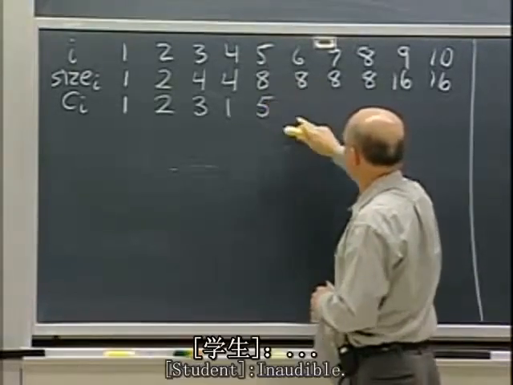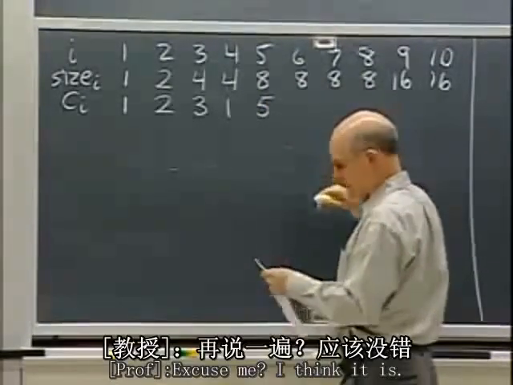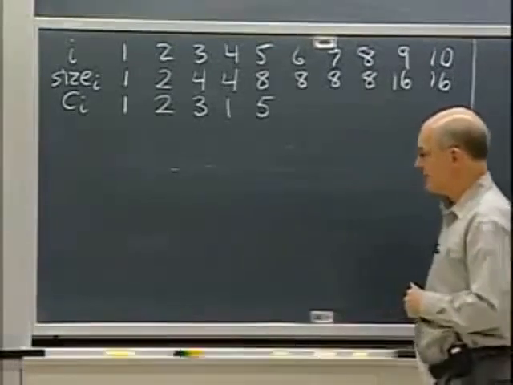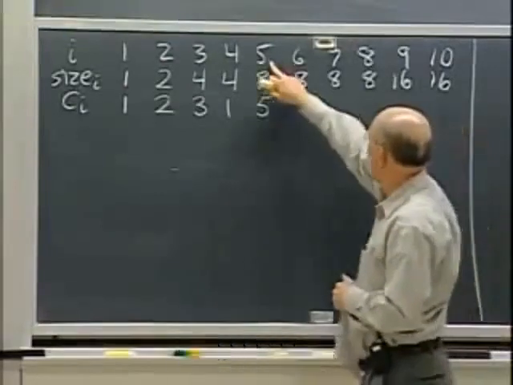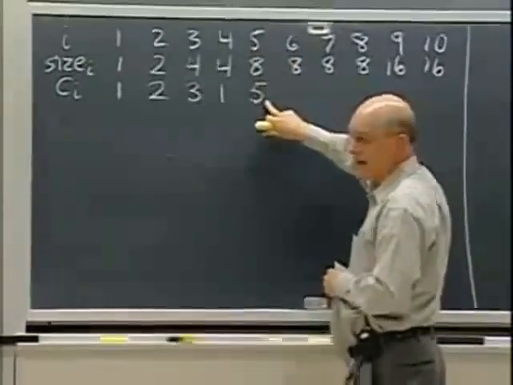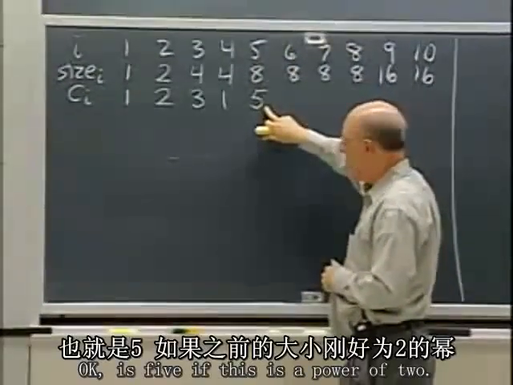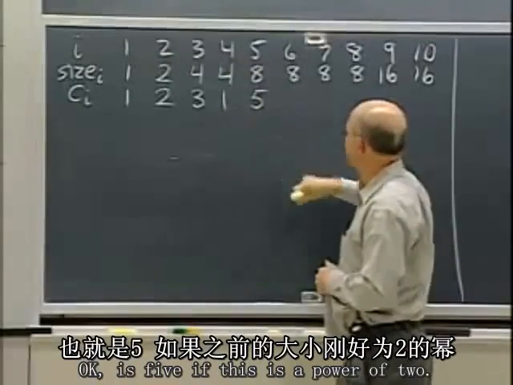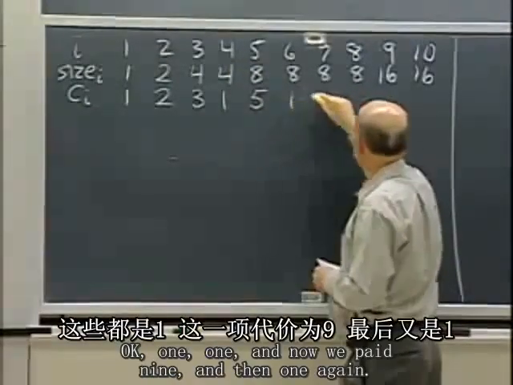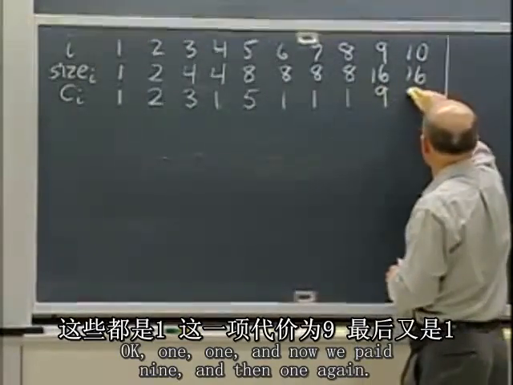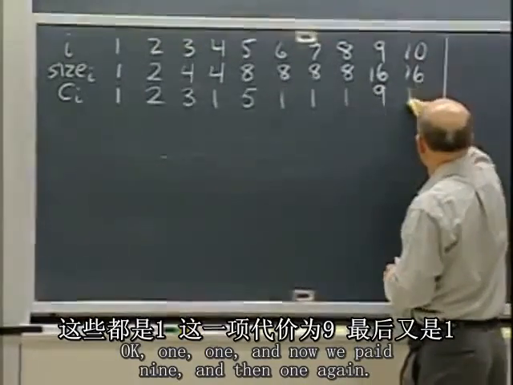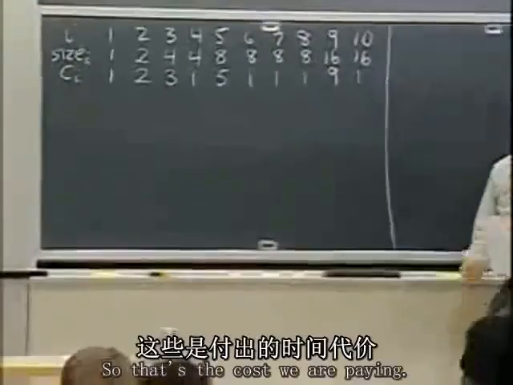I thought the same formula you used. Excuse me? I think it is. Wait, i minus 1? Yeah, see? It's i. The cost for 5 is i, if i minus 1 is a power of 2. Okay? 1, 1, 1, and now we pay 9, and then 1 again. So that's the cost we're paying.